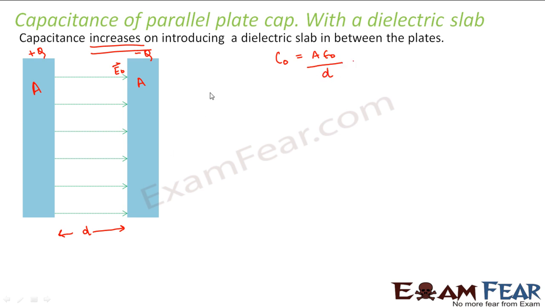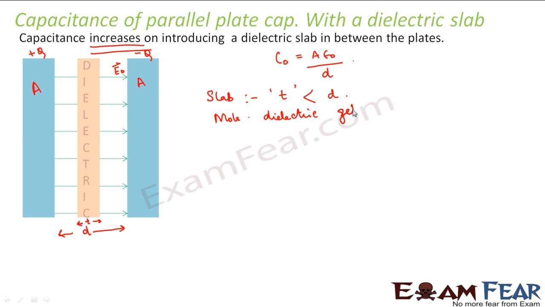Now let us suppose a slab is introduced, which is a dielectric slab. The dielectric slab has thickness T. Here also this thickness T has to be less than D. So this thickness T will always be less than D. Now what will happen to the electric field inside the dielectric slab? As soon as this dielectric comes into this external electric field E0, the molecules of the dielectric get polarized.